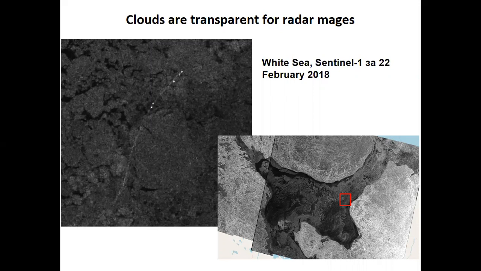And what's important is that for radar waves, the clouds are transparent. So with radar satellites, you could monitor the areas even during the bad season, bad weather, when everything is covered with clouds and optical satellites are useless. But the radar satellites could be employed for monitoring in that case.